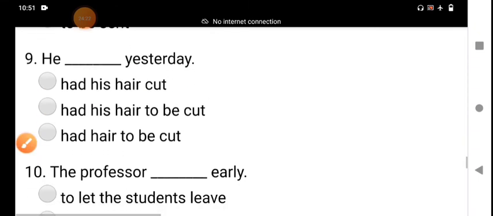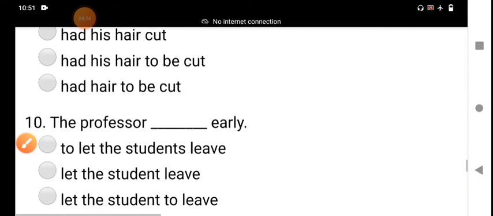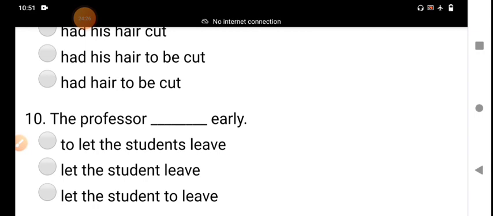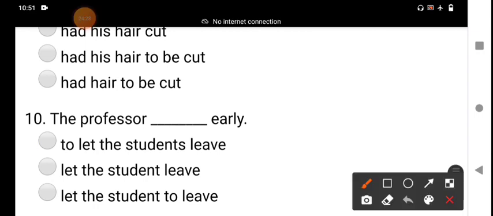And then the last one is, please listen carefully. I will end the class with this. The professor dash early. Here also let. What is the meaning of let? Let means permit or allow to do something, and it is more formal than let.